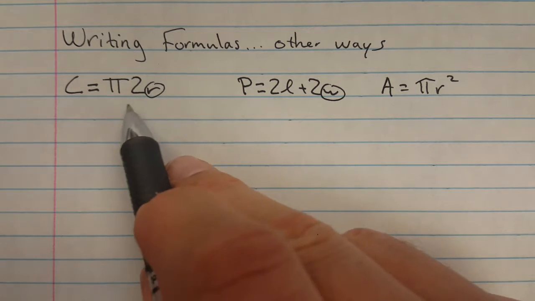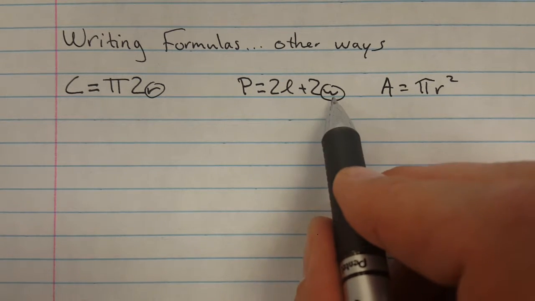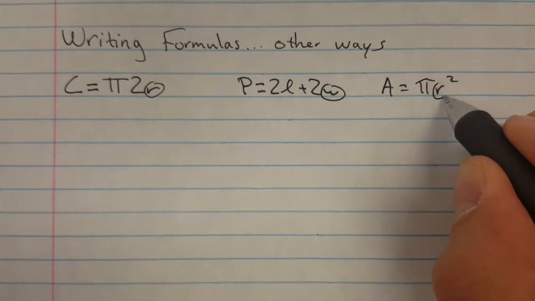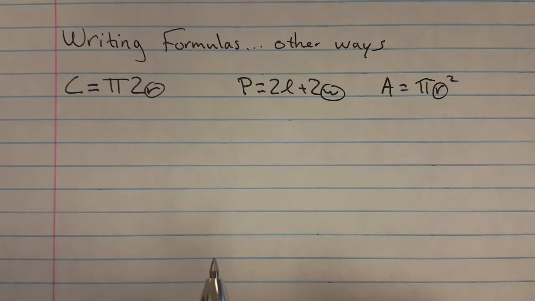If we're missing the radius, we can't use this formula. So we've got to solve it so we can find the radius. If we're missing the width, we can't use this formula. So let's rework these and see if we can reverse the formulas to find the missing piece.